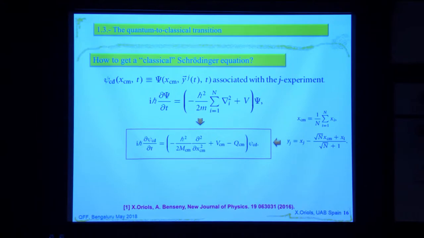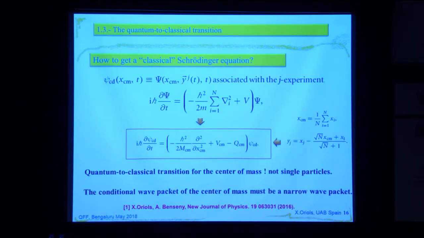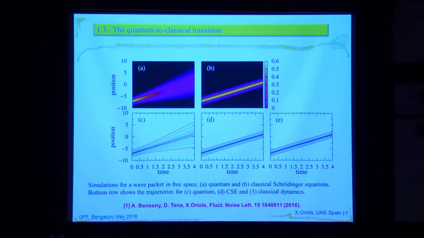This is what is called the classical Schrodinger equation, where you have this additional term that is the quantum potential written in this way. And you have here some experiment. This is the solution for the classical Schrodinger equation. These are the trajectories for this solution. These are the Newton equations. So they are these, and these are exactly equal.